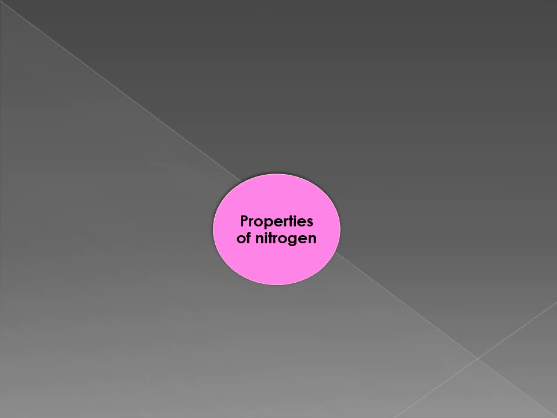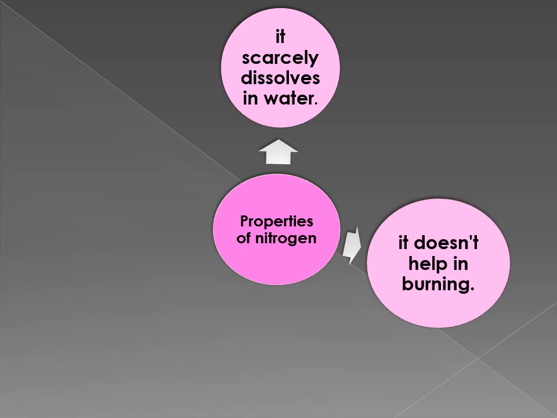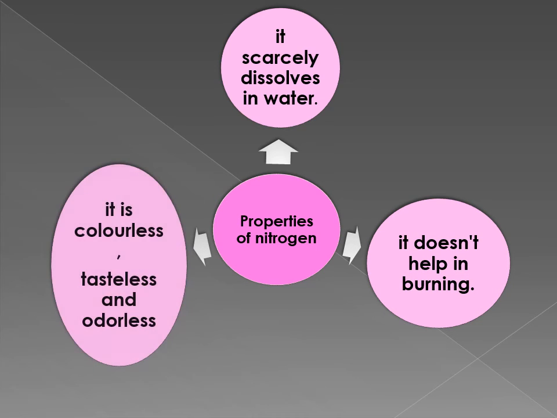Let's know more about the properties of nitrogen. Nitrogen scarcely dissolves in water, or we can say rarely dissolves in water. Nitrogen doesn't help in burning. And nitrogen is colorless gas, tasteless, and odorless gas. Odorless means no smell. Tasteless means no taste. Colorless means no color.